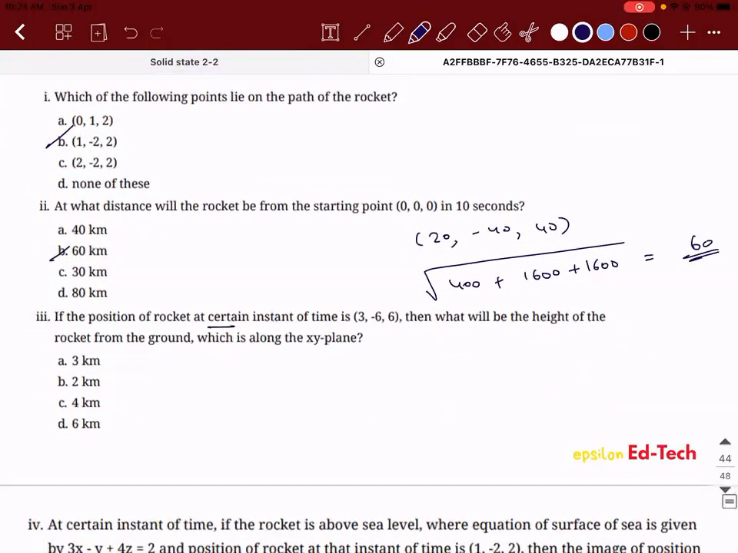If the position of a rocket at a certain instant of time is 3, -6, 6, then what will be the height of the rocket from the ground, which is along the xy plane? So how to calculate this? It's a tricky question, but you need not solve anything.